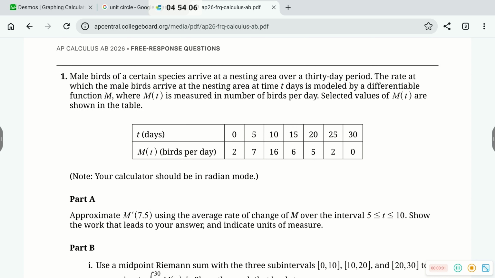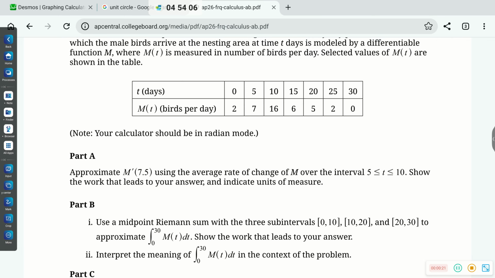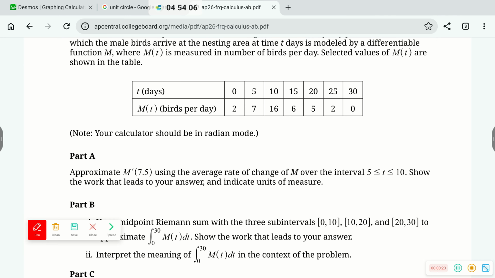Here's your 2026 AB Calculus number one, which is almost always a calculator question. Male birds are arriving, and this is how many birds per day. Here's the table, and then interpret that. M prime is 7.5. Now be careful with what you're looking at. We see this is M, and this is M prime.